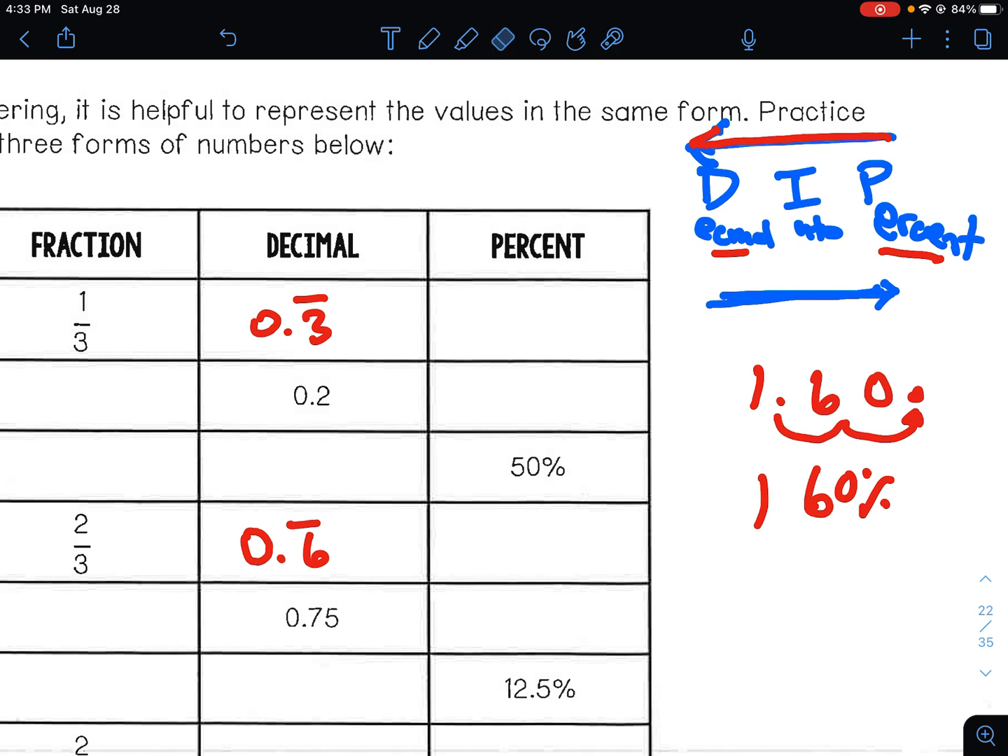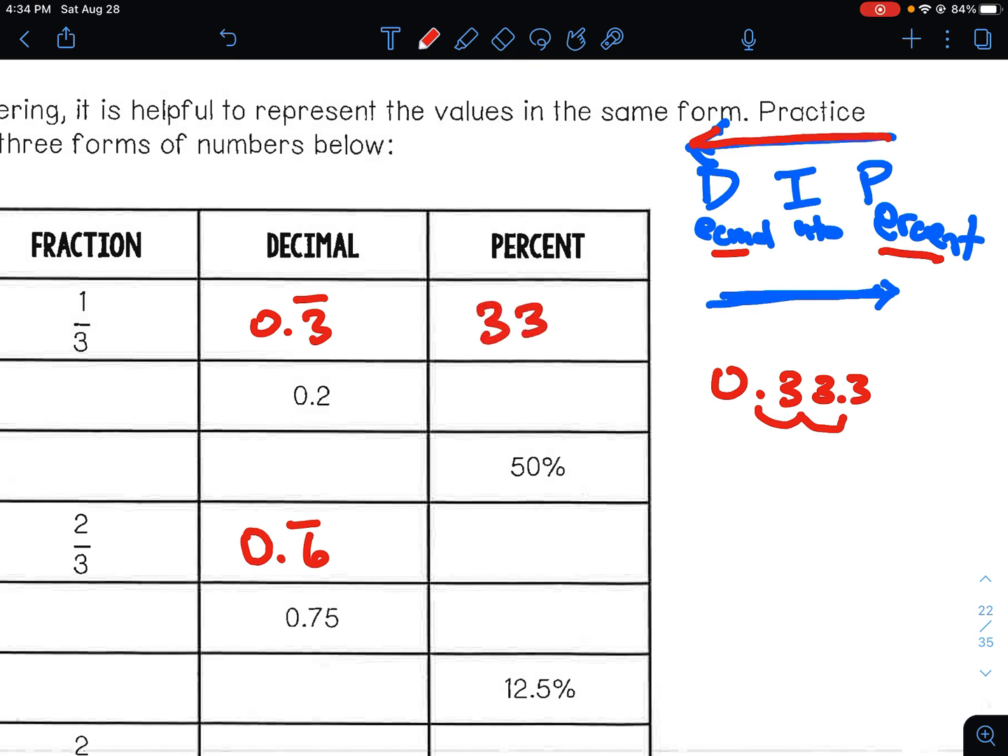All right, hopefully that makes sense. All right, so let's move on to this one. I have 0.3 repeating, which is 0.333. If I'm going to move my decimal over 2 spaces, because decimal into a percent moves over there, which means I get 33% or 33.3%. It looks like they do 1 decimal point, so we might as well keep it consistent. Let's do 1 decimal point, 33.3%.